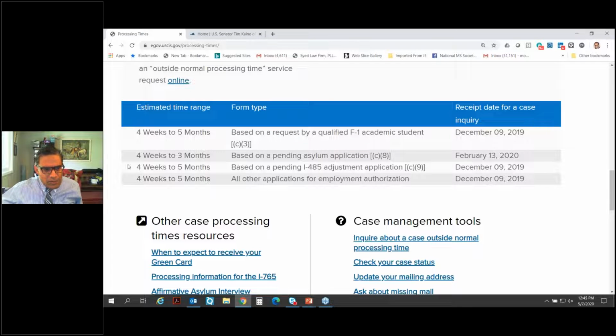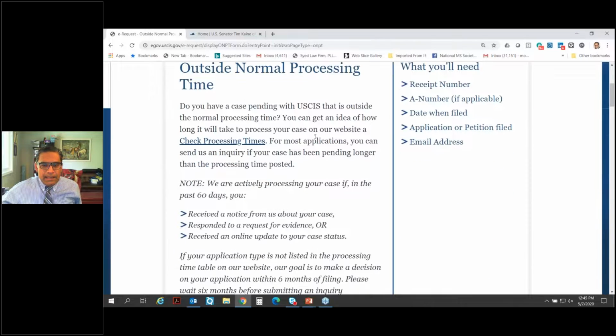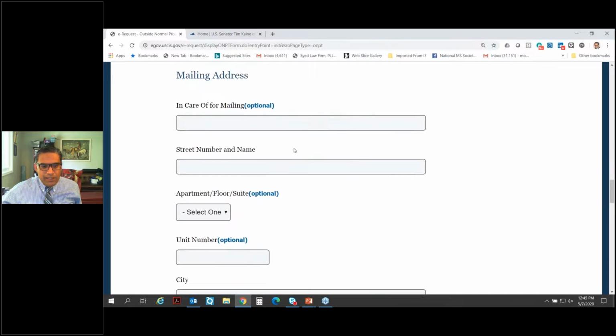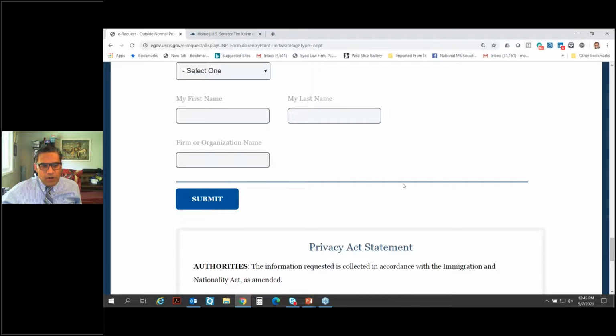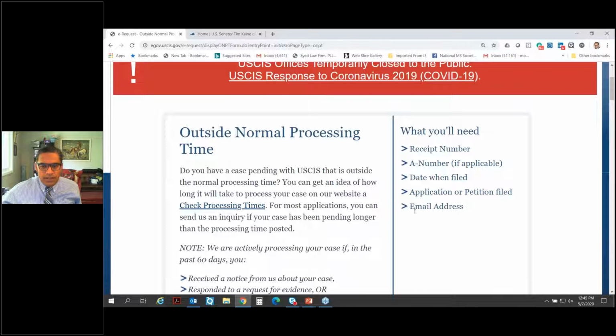If you are outside these dates, so if it's been more than 5 months and you're waiting, and that means if this is the date that you filed your case and you're still waiting, then what you can do is go down here and click this, inquire about a case outside normal processing times. This is your first level. You click here, and it's going to give you an online form. You fill in all the case details, and this is what's considered an electronic inquiry. So once you're outside that processing time, this is the first thing that you do.